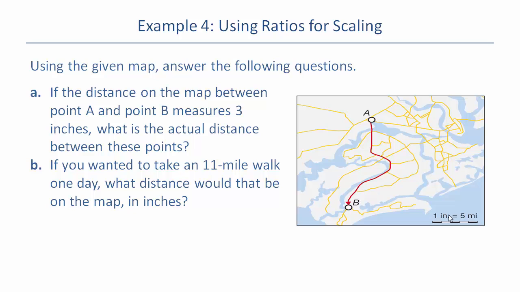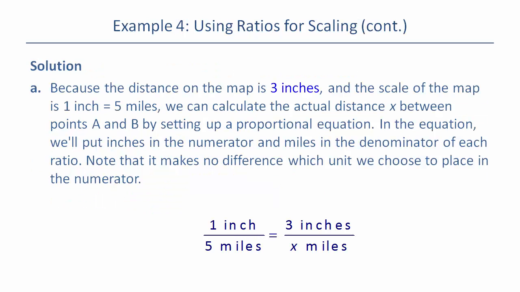So now that you know the scale, you can figure things out when you want to find, let's say, the distance on the map between point A and point B measures 3 inches. Now, I don't know if that's a straight line. I think it's 3 inches along the red path. And then you want to know what's the actual distance in real life. Or if you want to take an 11-mile walk one day in this area, you could find 2 points on the map that are a certain distance away that equals 11 miles. So let's try both.